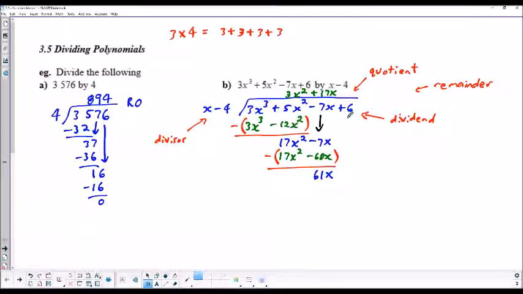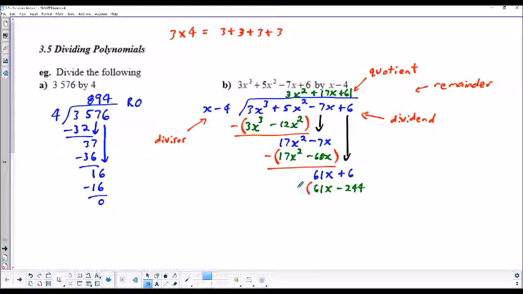Again, I bring down this last term now, plus 6. And then I go back to this again, and I say, well, what do I multiply x by to get 61x? And that would be a plus 61. And then again, I multiply 61 times x, I get 61x, which is what we need. We want that to eliminate. And 61 times negative 4 would be negative 244.